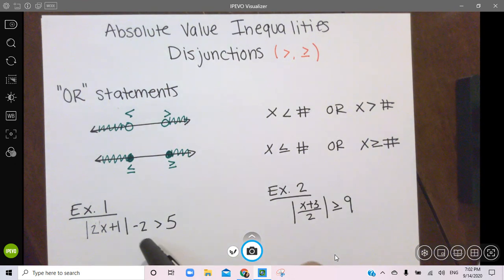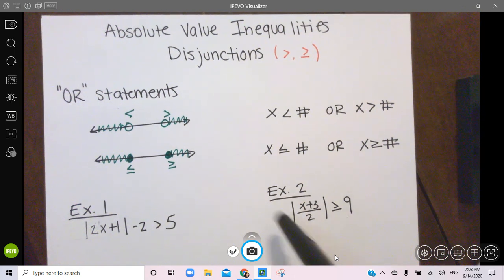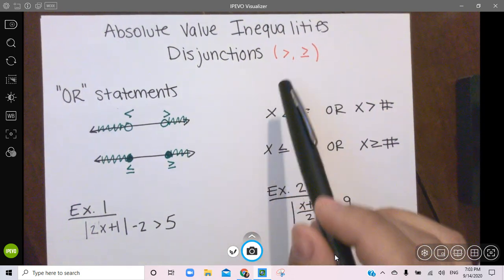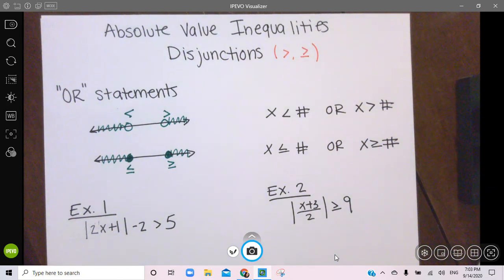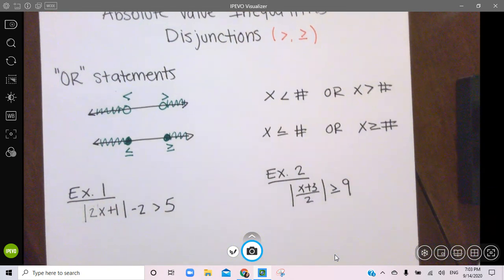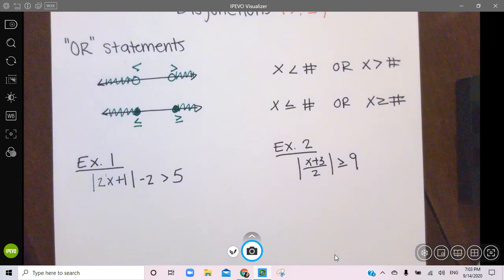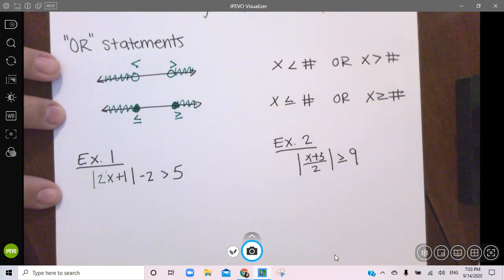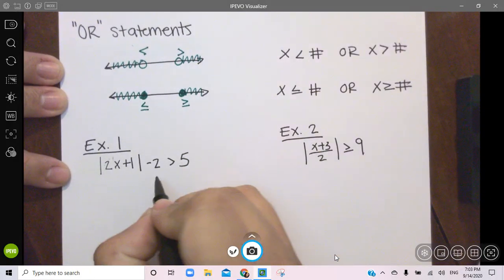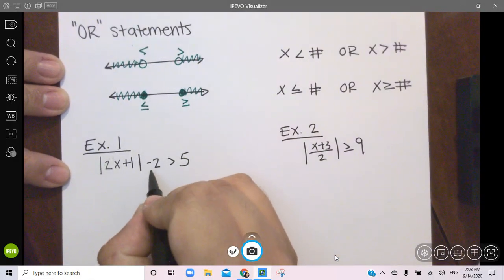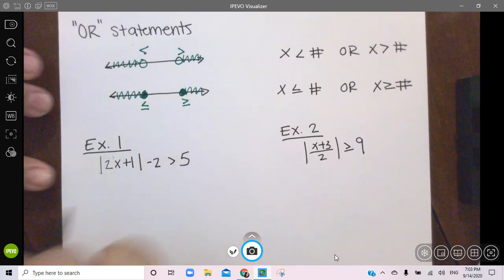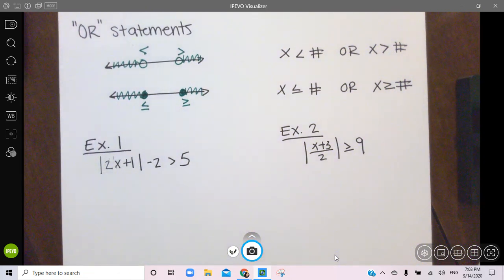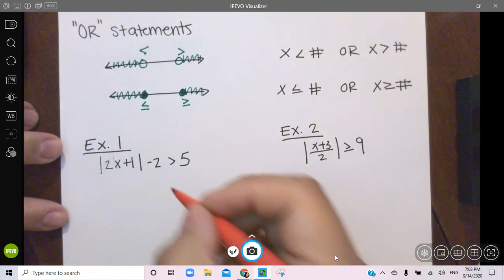Okay, so looking at my examples, I see that they are both greater than or equal to. So that tells me I'm going to be using a disjunction. So let's go ahead and start. For our first problem, I need to make sure that the absolute value is isolated. Here I have this minus 2, so I need to move it over to the other side.